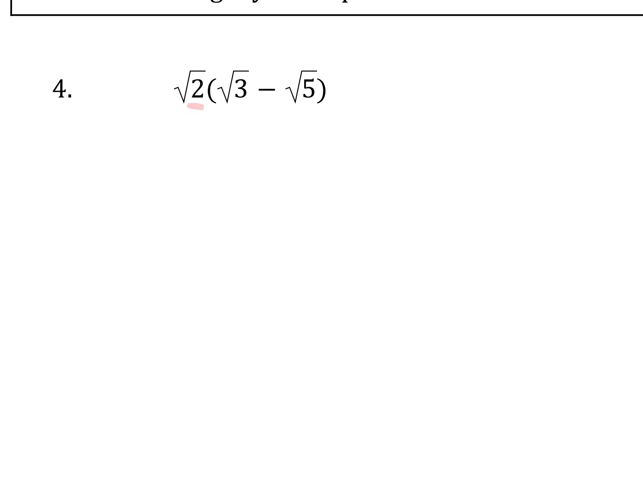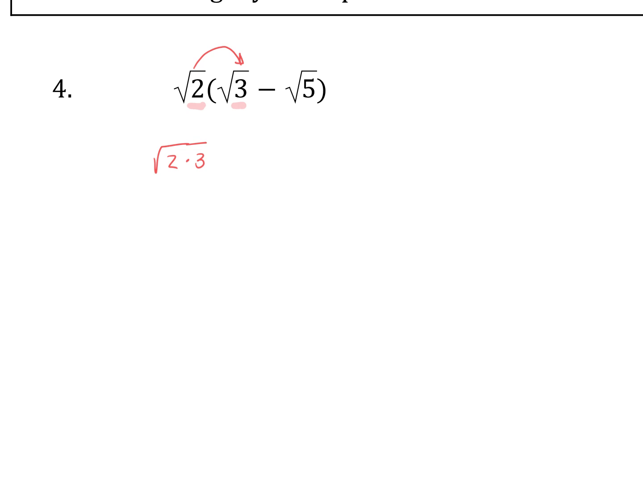All right, so I have root 2 times root 3. Remember, we are going to distribute this term to both of the terms. So do one at a time, always work from left to right. I have in this situation root 2 times root 3. You can go ahead and put them under the same house, if you will.